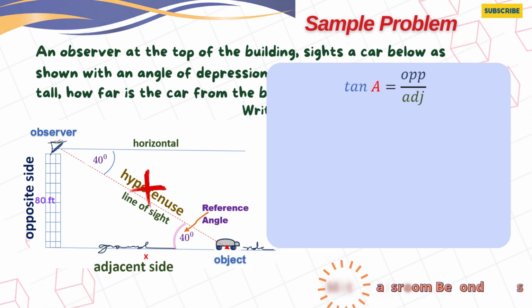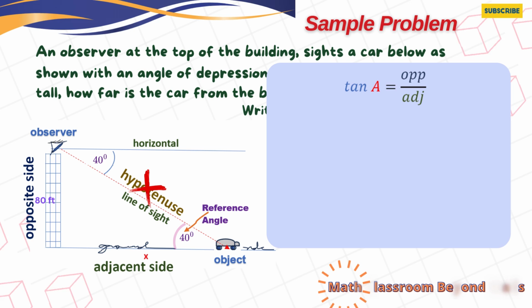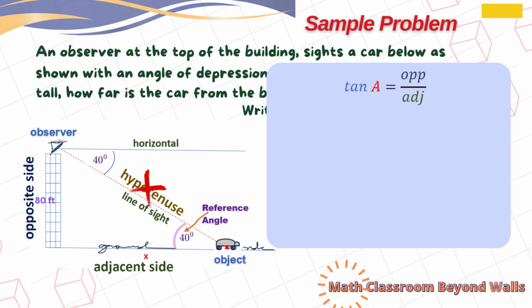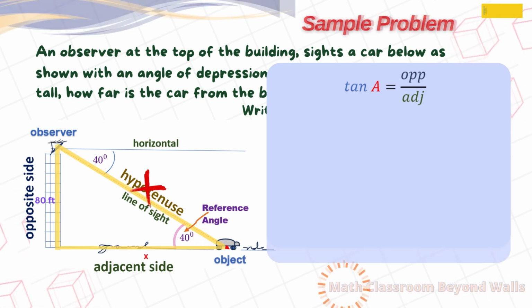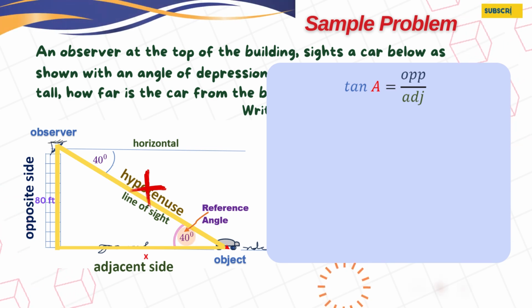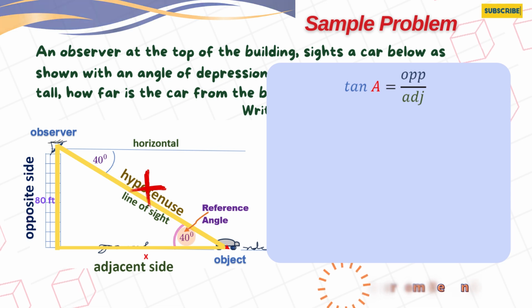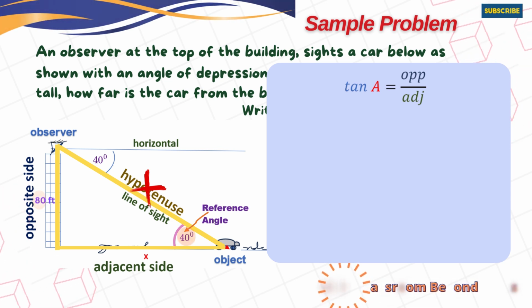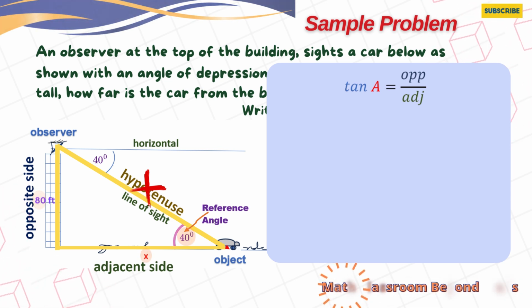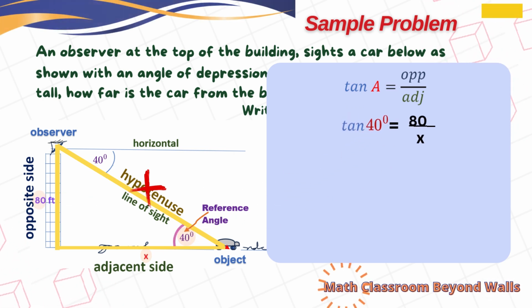Look at our drawing, learners. Now, we plug in the values that are on our drawing into the equation. Angle A is 40 degrees, the opposite side is 80 feet, and the adjacent side is x, the distance that we are looking for. So, tangent 40 is equal to 80 over x.